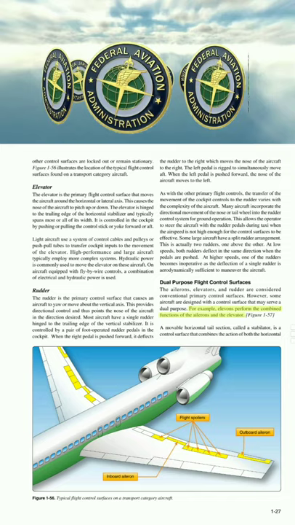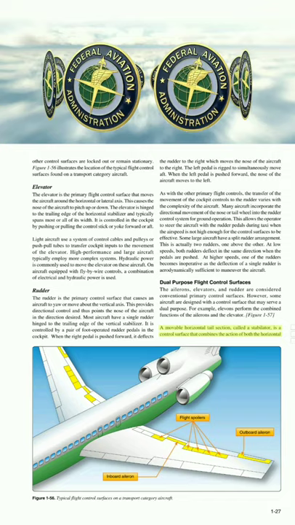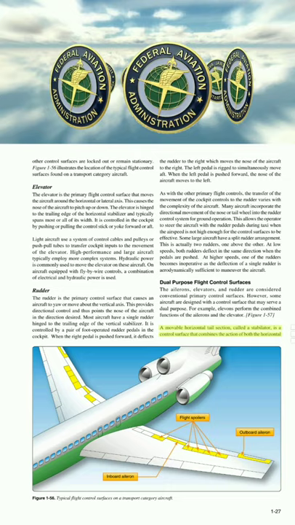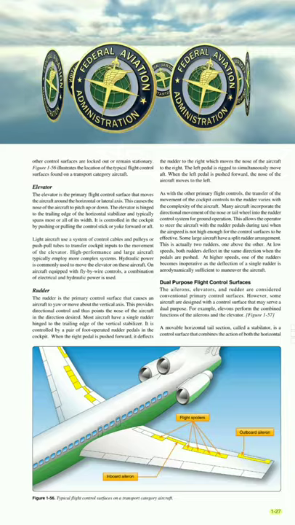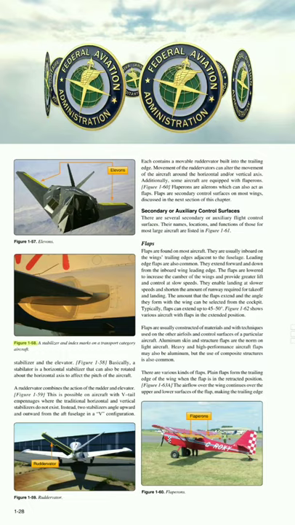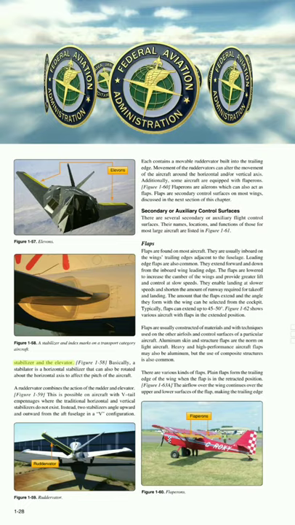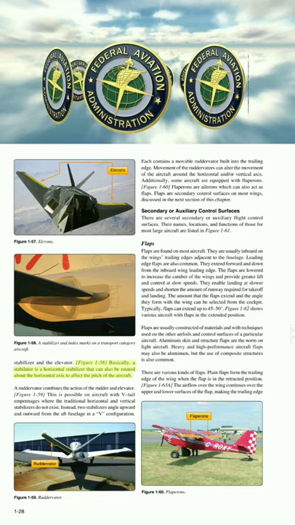Figure 157. A movable horizontal tail section, called a stabilator, is a control surface that combines the action of both the horizontal stabilizer and the elevator. Figure 156. Typical flight control surfaces on the transport category aircraft. Figure 157. Elevons. Figure 158. Stabilizer and index marks on the transport category aircraft. Basically, a stabilator is a horizontal stabilizer that can also be rotated about the horizontal axis to affect the pitch of the aircraft. A rudder-vator combines the action of the rudder and elevator.